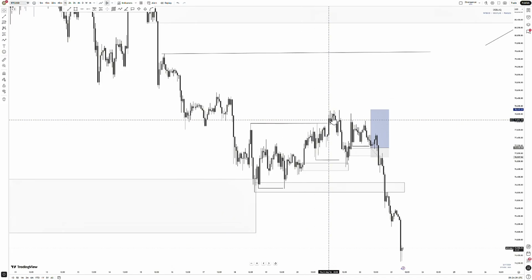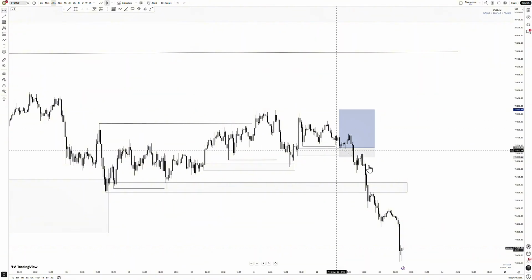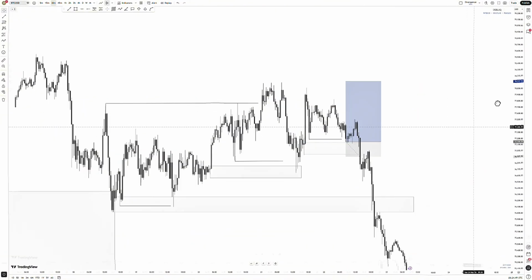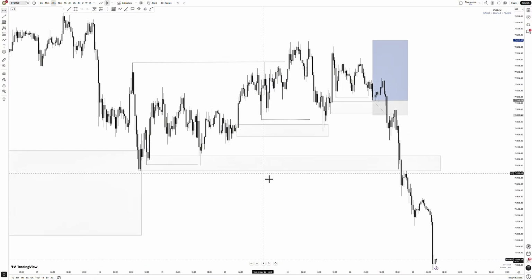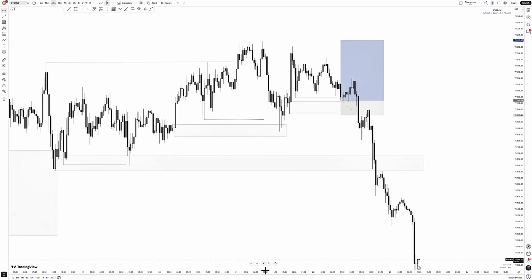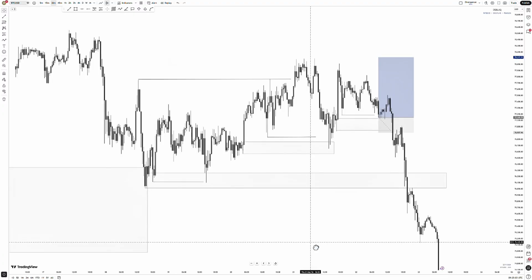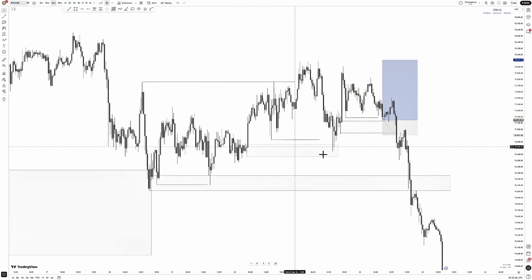When I saw this CHoCH, I moved down to my lower time frame, the 30-minute time frame. I saw this fresh order block here. It is a doji candle right here. So it's another block, so I picked the other block. I saw this internal range liquidity, so I marked this zone.